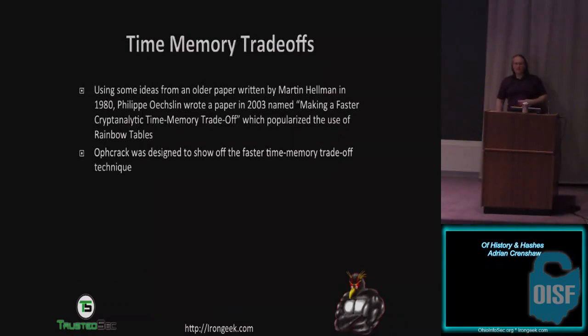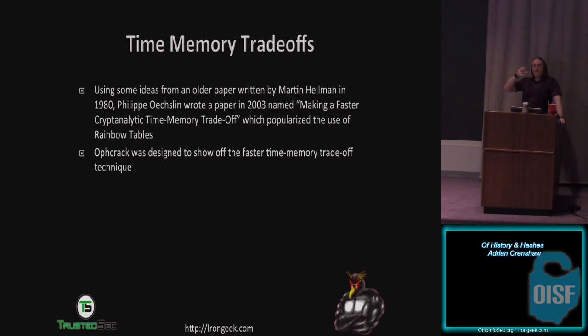Another thing that really became popular in the early to mid-2000s was time-memory trade-offs. I kept talking about rainbow tables. Rainbow tables are essentially a more efficient way of storing password hash lookups than just a flat text file. Some of the ideas behind setting these up were originally proposed by Martin Hellman in 1980, but Philippe Oechslin wrote a paper in 2003 named "Making a Faster Cryptanalytic Time-Memory Trade-Off," which popularized the use of rainbow tables. He invented Ophcrack, and Ophcrack was designed to show off this faster time-memory trade-off technique.